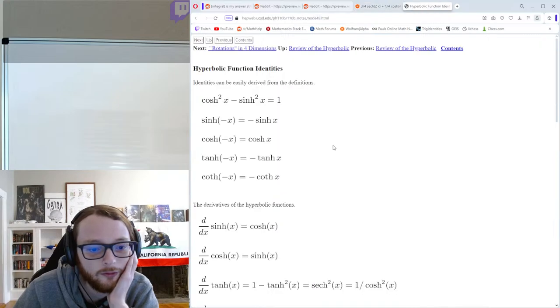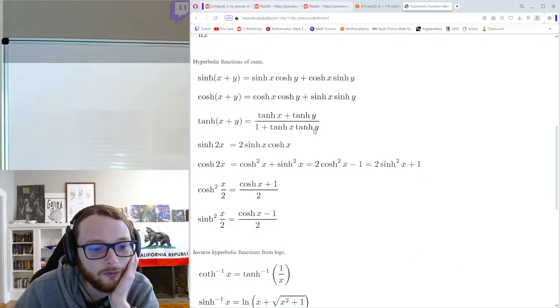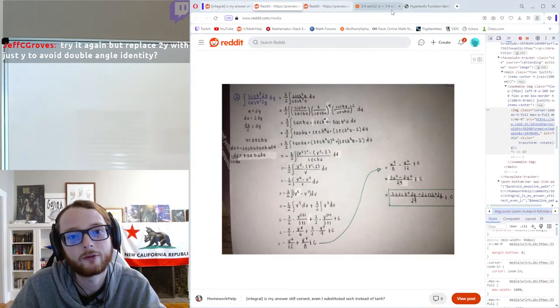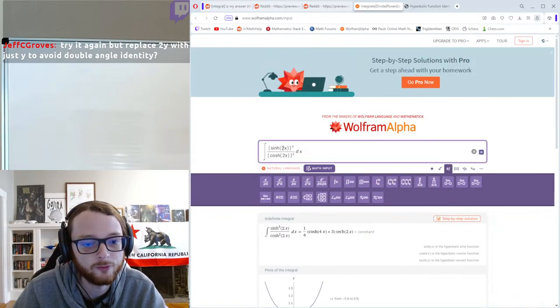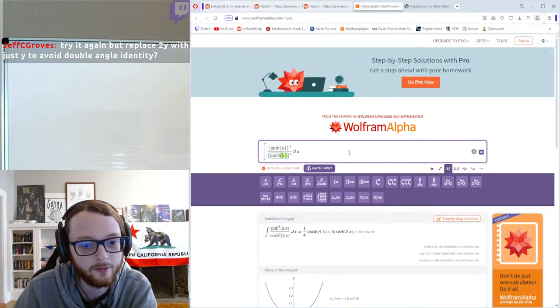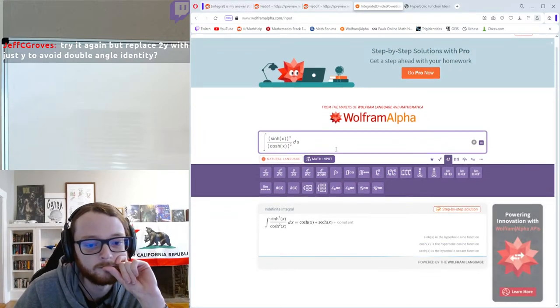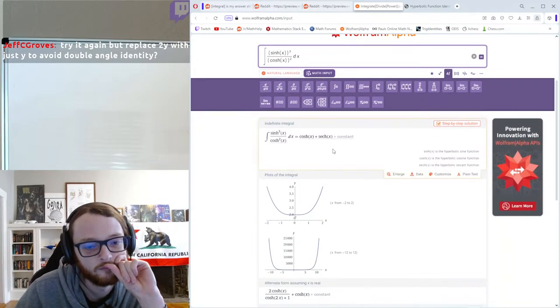What is cosh 4x? Try to replace 2y with just y. Oh, yeah. Nice call, Jeff. Just so Wolfram Alpha doesn't try to do the identities. Maybe we do want those, because that might be a little bit too different there.